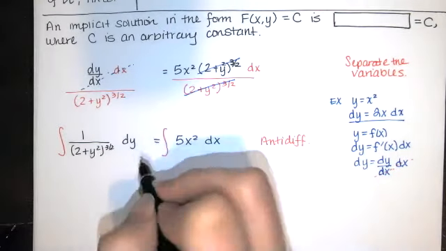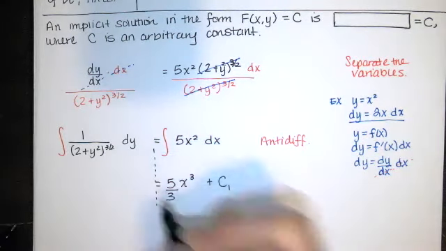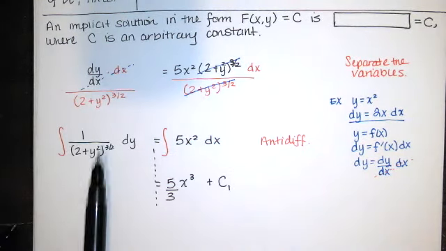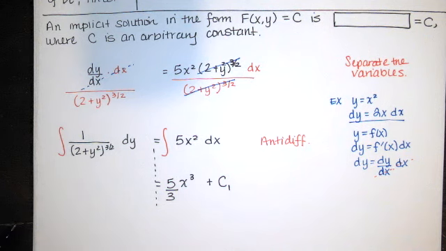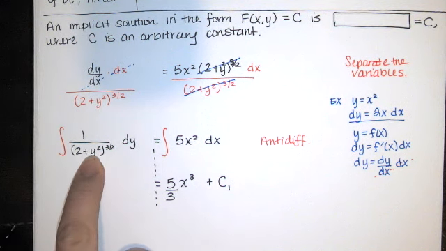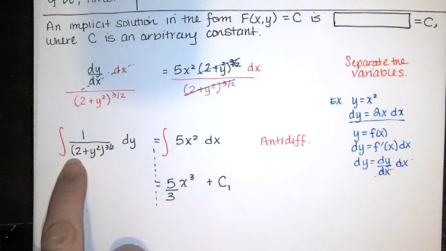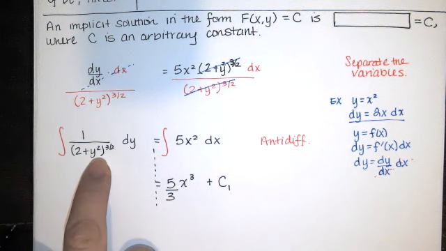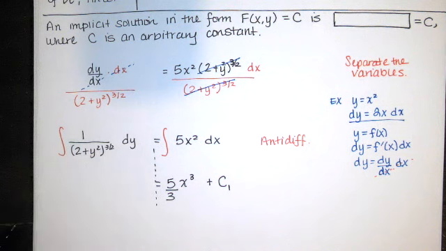But this side is a little bit more challenging. You might ask yourself, do I have a basic rule for that? And we don't. You might be tempted to use u substitution, where u is equal to 2 plus y squared because you've got that function nested inside another function. But the derivative of 2 plus y squared is 2y, and there's not a y up here. So u substitution is not going to work.